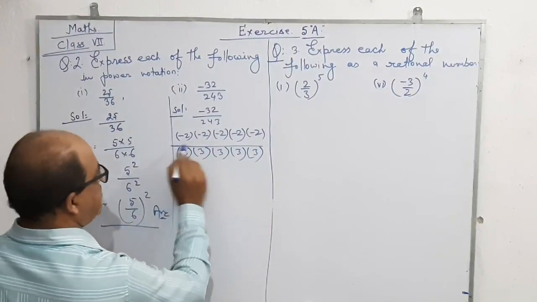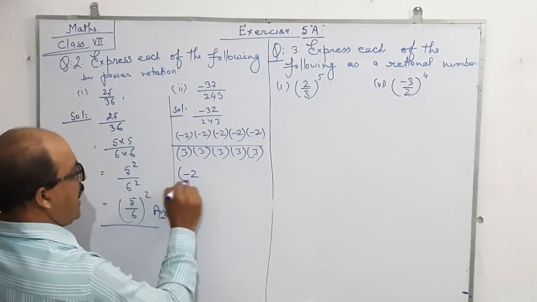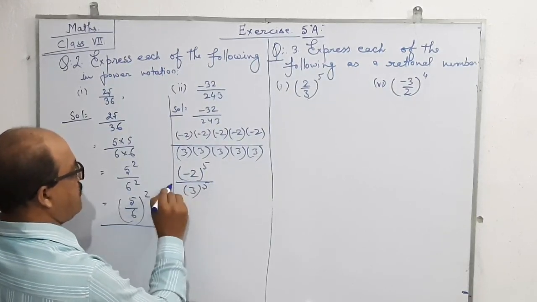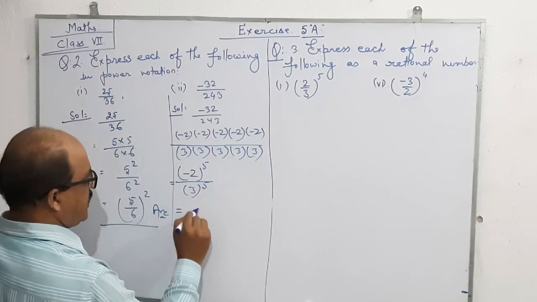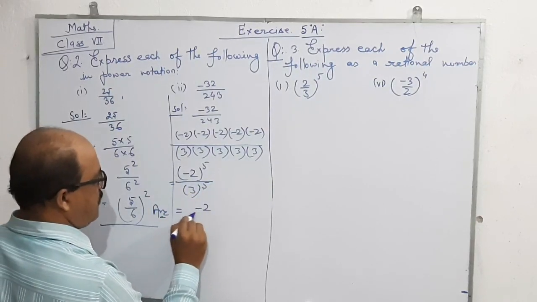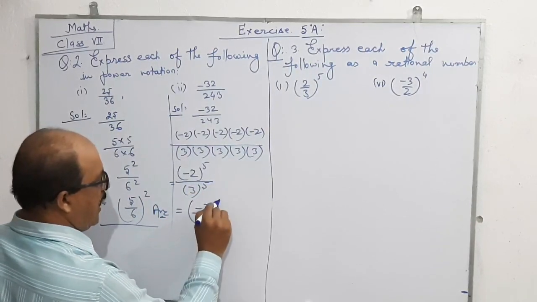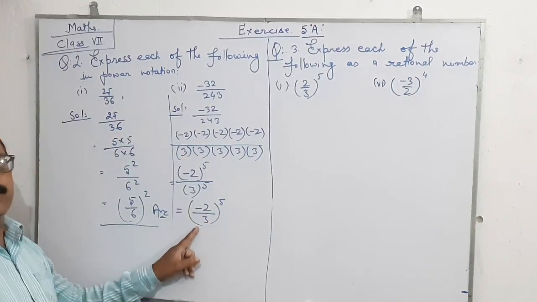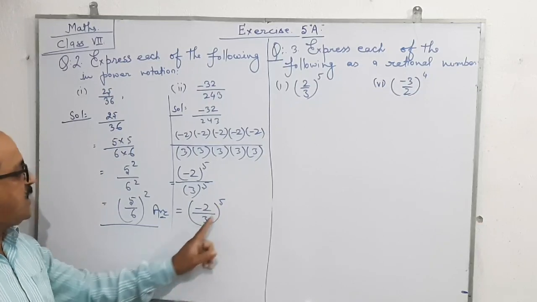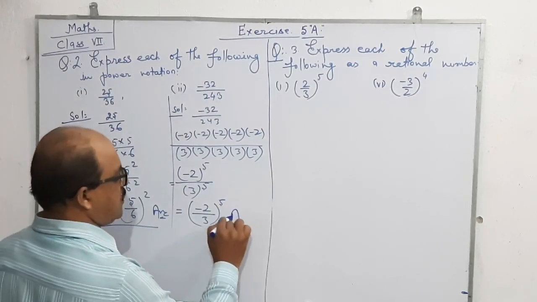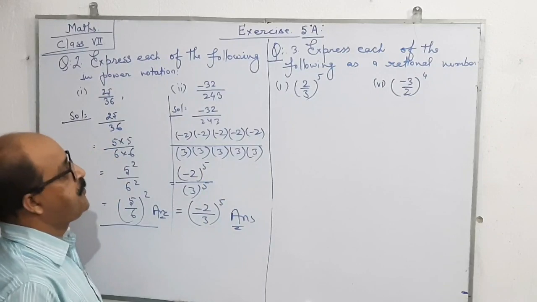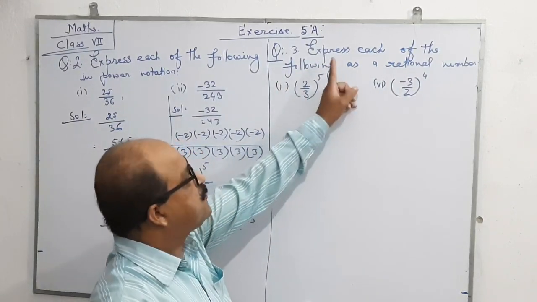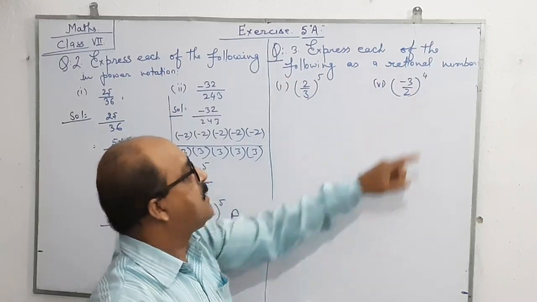Now what we have seen, minus 2 has come 5 times and 3 also has come 5 times. So take the 5 as a common, and here the notation is 5. So minus 2 by 3 to the power 5. This one the simplification. This one the answer of this question.